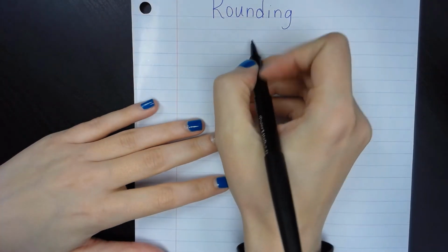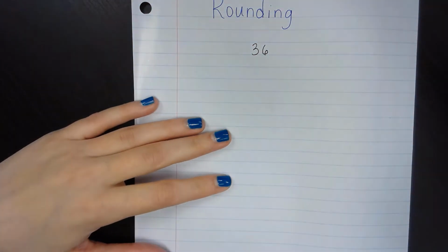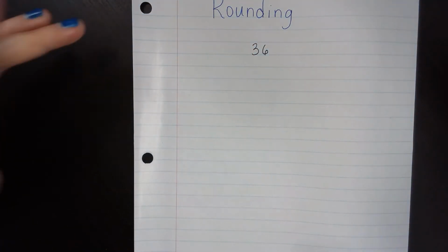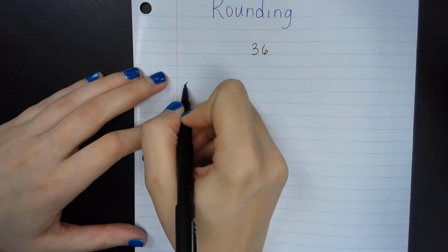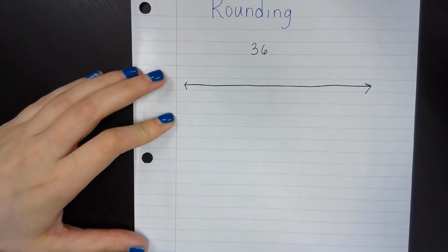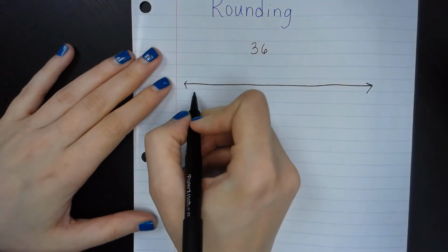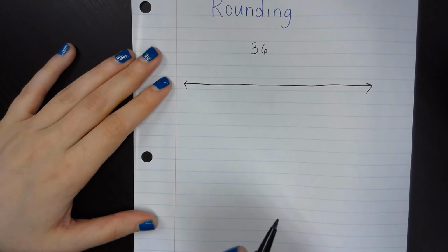So say we want to round the number 36. Okay, this is the number that we're trying to round. The first thing that we're going to do is draw a number line. Doesn't have to be perfect. And we're going to number this line from 1 to 9. And we're going to put a line in between the 4 and the 5.